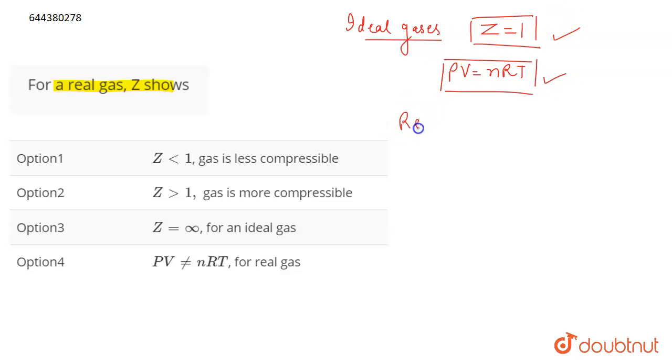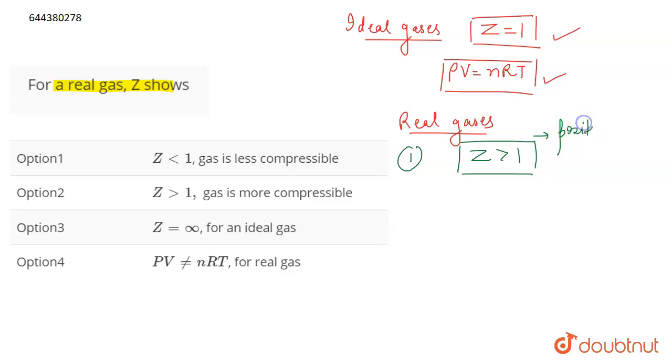But if we talk about real gases, there can be two cases. The first case is when Z is greater than 1. It shows a positive deviation from the ideal gases, because for the ideal case the value of Z is equal to 1, which is your standard. When Z exceeds the value of 1, it means that it is showing positive deviation.